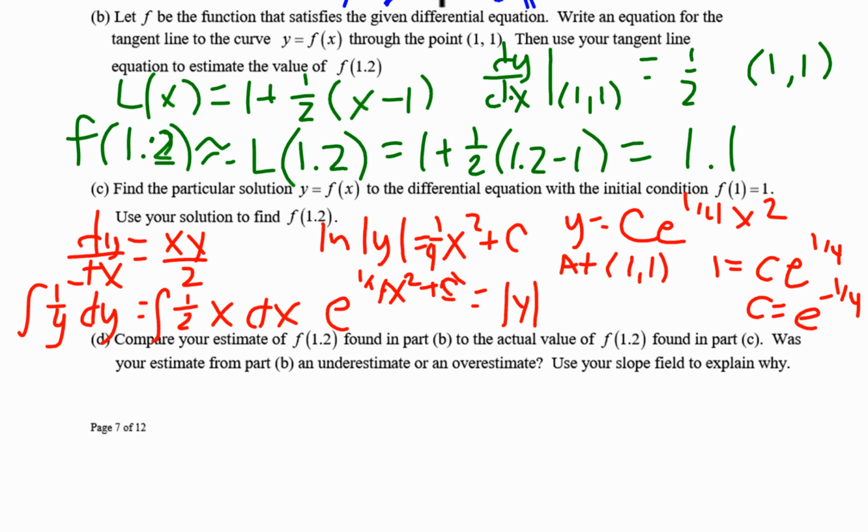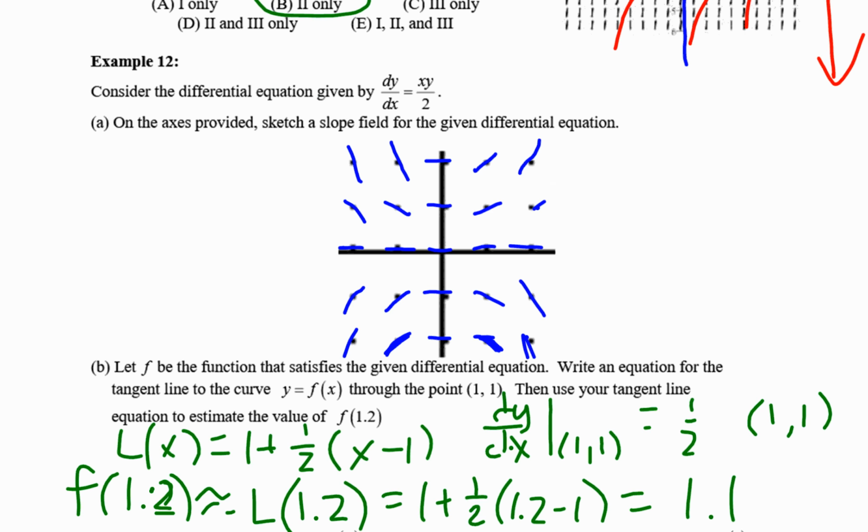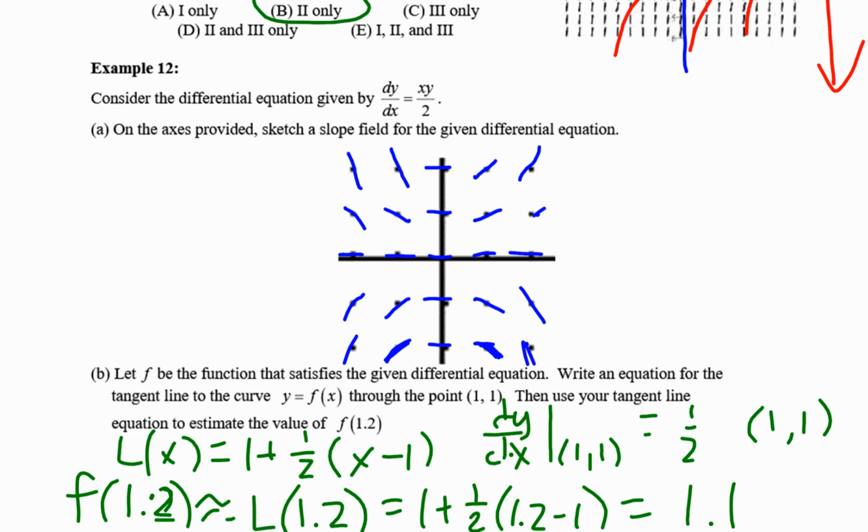Now, part B was an underestimate, and let's use the slope field to explain why. At 1, 1, if we draw a little sketch of what this might look like, our solution is concave up. So that means any tangent line is going to lie below. So it's going to give us an underestimate.